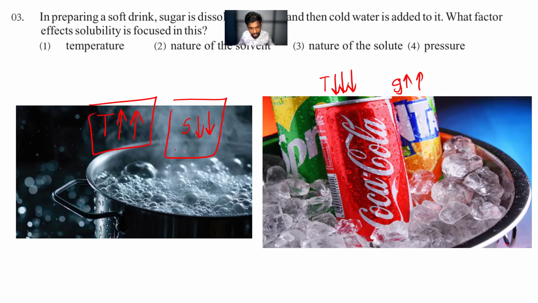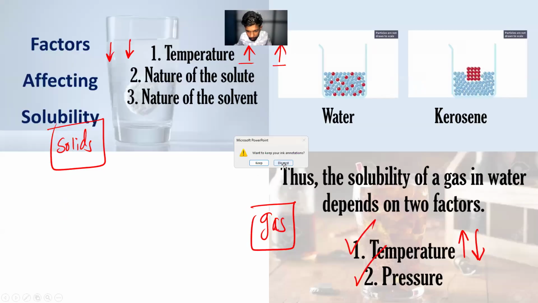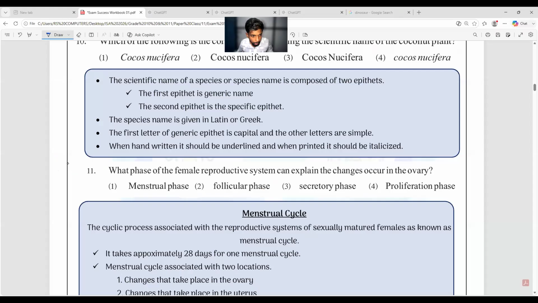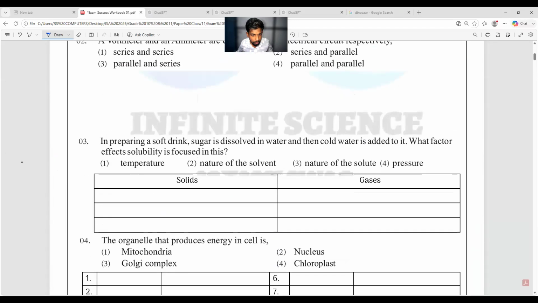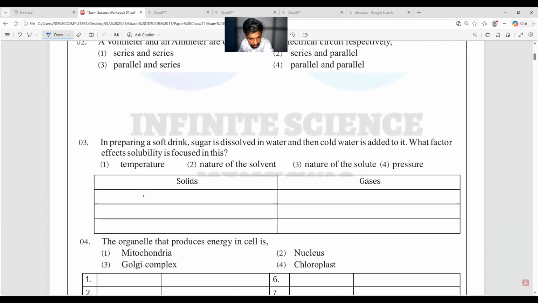Okay. So in the tute, in that paper, you can note that one right here. For question number 3, for the solids, you can see the temperature is a factor, nature of the solute, nature of the solvent, and for the gases, same: temperature and pressure. And also we can mention here, when the temperature increases, solubility will increase for solids. But for the gases, when the temperature increases, solubility will decrease.